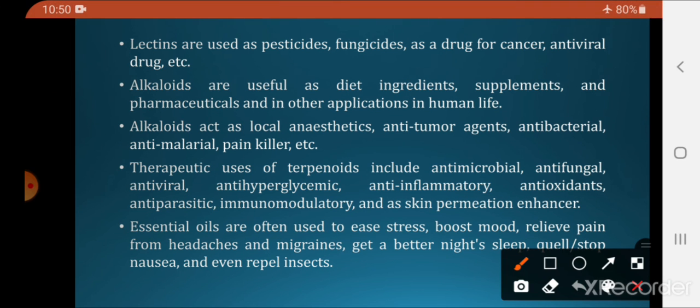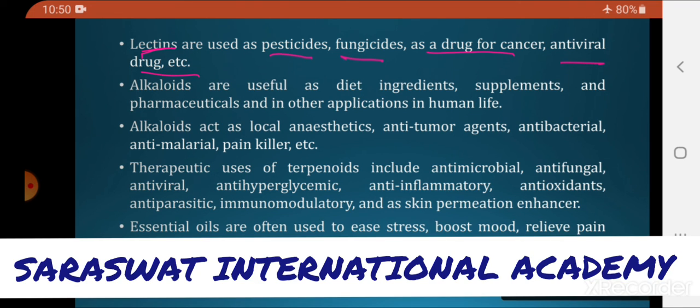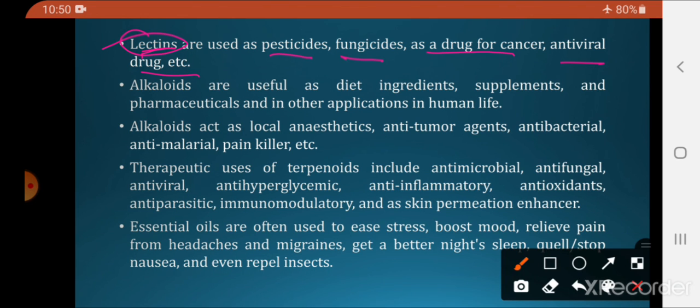We will study the importance of some of the secondary metabolites like lectins. They are used as pesticides, fungicides, as a drug for cancer, antiviral drug, etc. So हम बोल सकते हैं कि lectin though it is produced by the प्लांट्स और माइक्रोब्स और फंजाई, बट वो अपने लिए हेल्पफुल हो सकते हैं। प्लांट के लिए या फंगस के लिए या माइक्रोब्स के लिए कैसे यूज़फुल है या यूज़फुल है भी या नहीं, अभी तक वो नोन नहीं है.